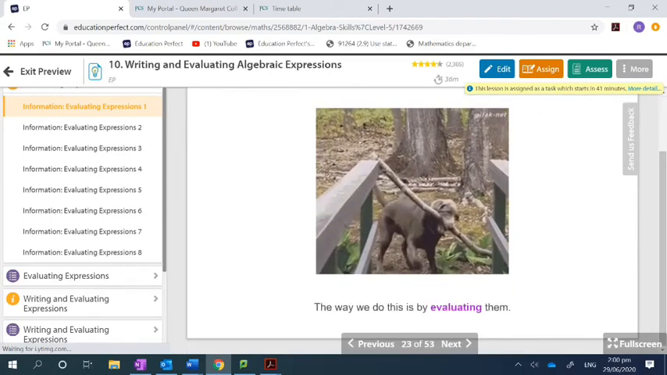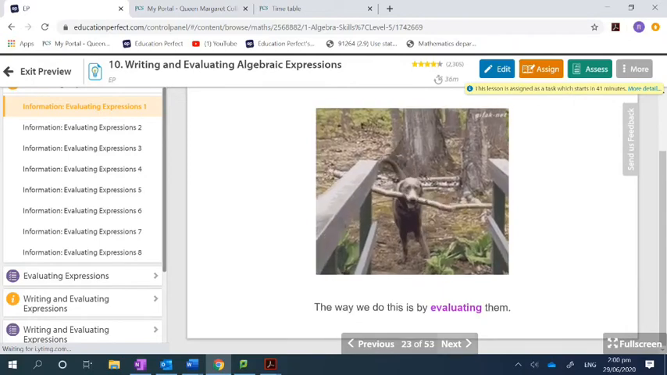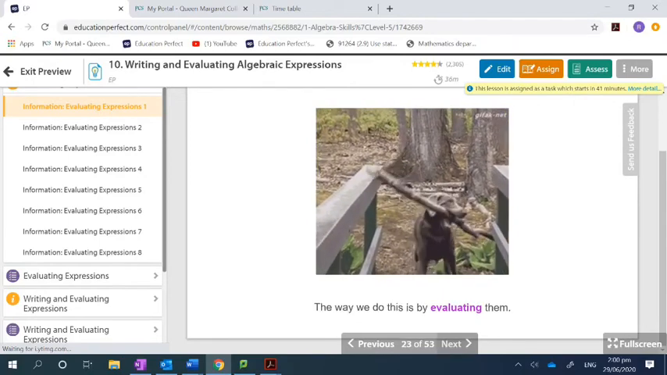Okay? Oh, look at the little puppy. It's evaluating the situation. There you go. That's smarter than me.